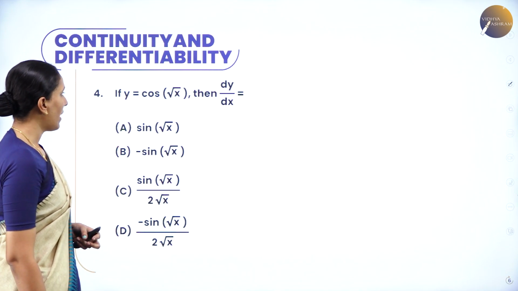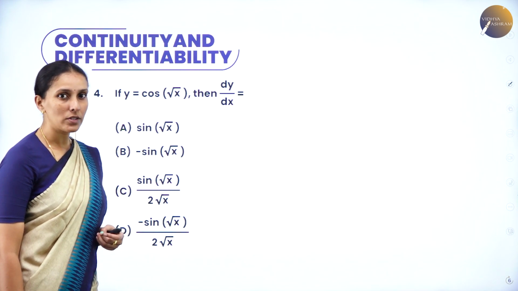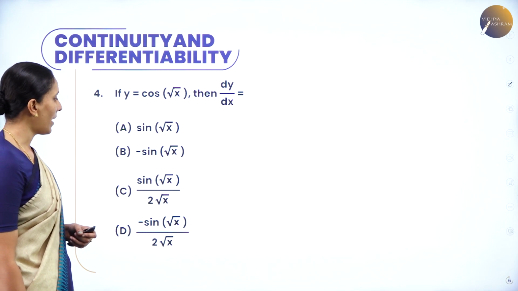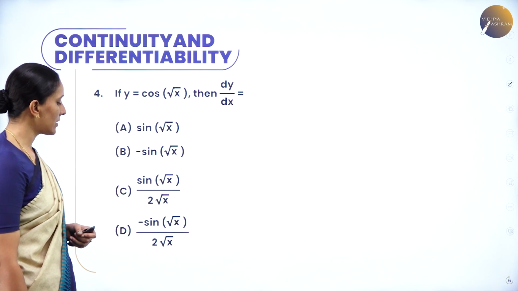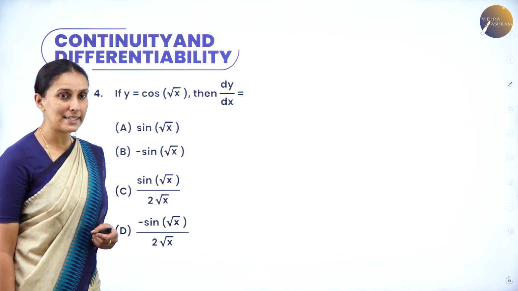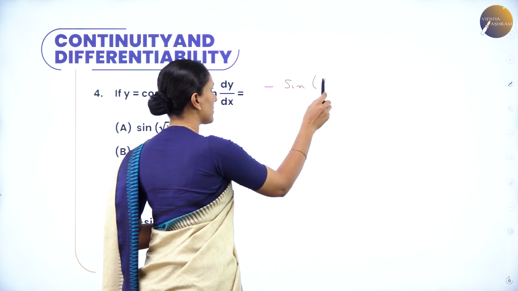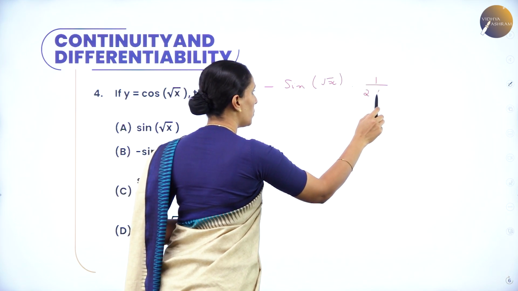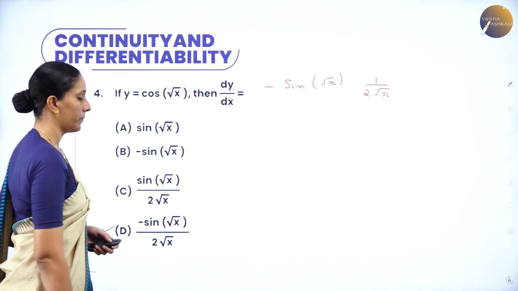Next. If y is equal to cos root x, then dy by dx. Again, it's a composite function. We'll apply the chain rule. We have the options as sin root x, minus sin root x, sin root x by 2 root x, minus sin root x divided by 2 root x. We know that the derivative of cos is minus sin. So we will get here minus sin root x. Now again, if we derive root x, it is 1 by 2 root x. So the correct option is option D.